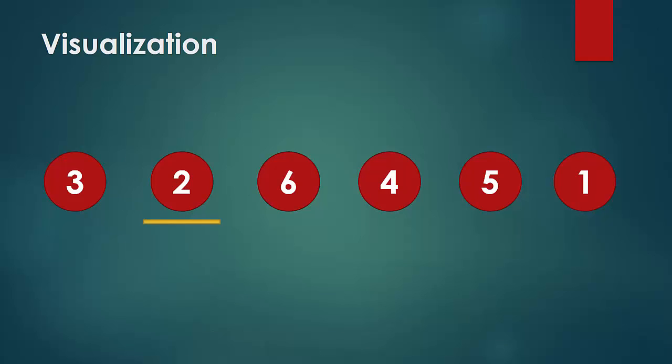So let's visualize this here. Like I said, we're going to start with the second element and compare it to the first. Since 2 is smaller than 3, we're going to replace 3 with 2 and 2 with 3. We're going to do the switcheroo there. And now those two are sorted.